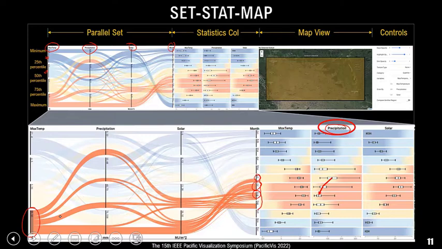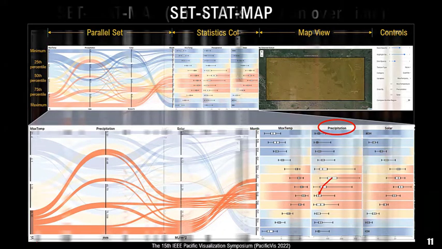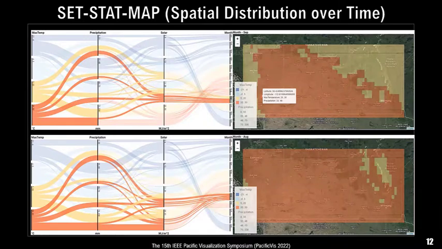The SETSTATMAP allows you to select each of these month categories. For example, here you can see the two views obtained by selecting the month September and the month August.